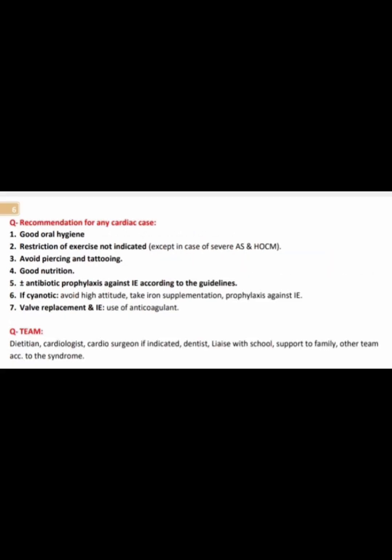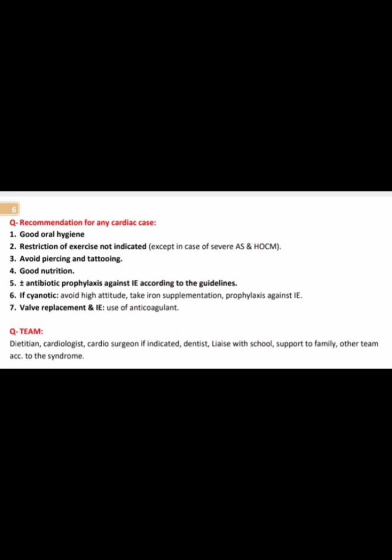In the exam, they also ask what advice you give this patient. For all cardiac cases, we give the following advice. Number 1, good oral hygiene. Number 2, restriction of exercise is not needed, except in severe aortic stenosis and hypertrophic obstructive cardiomyopathy; otherwise not indicated. Number 3, avoid piercing and tattooing. Number 4, good nutrition. Number 5, plus or minus antibiotic prophylaxis against infective endocarditis according to the guidelines. Number 6, if cyanotic, avoid high altitude and take iron supplementation. Number 7, valve replacement and infective endocarditis, use of anticoagulant.